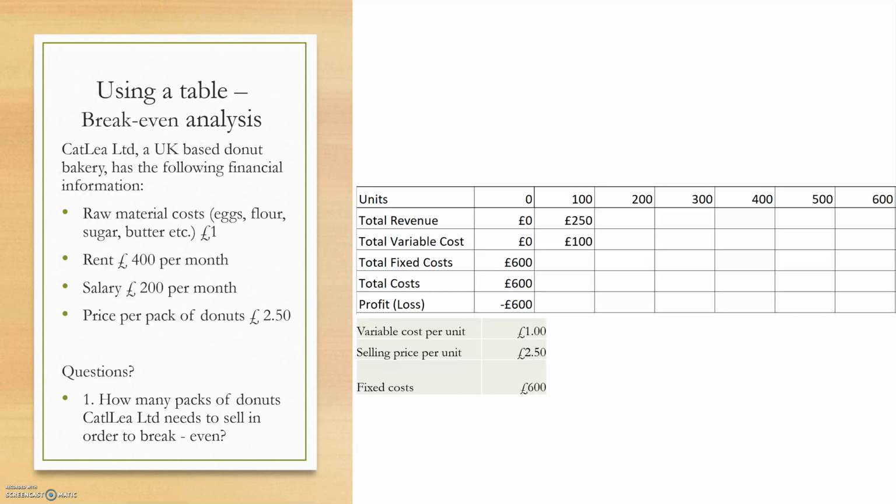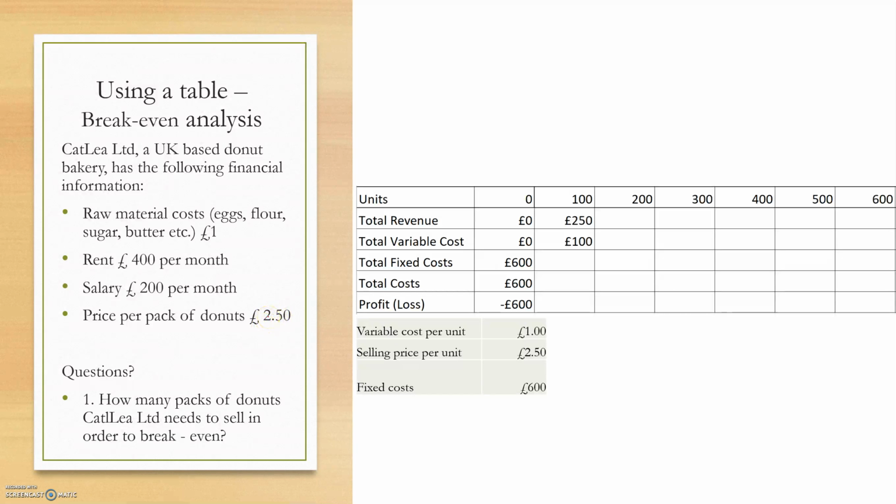So here we can deduce or summarize from the information we have on the left that the variable cost per unit is $1, or £1 in this context. We can work out that the fixed cost is 600. How did we get that? Well, rent is 400 pounds per month, salary is 200 pounds per month. That gives us a total of £600. We know to sell one pack of donuts, it's about $2.50.